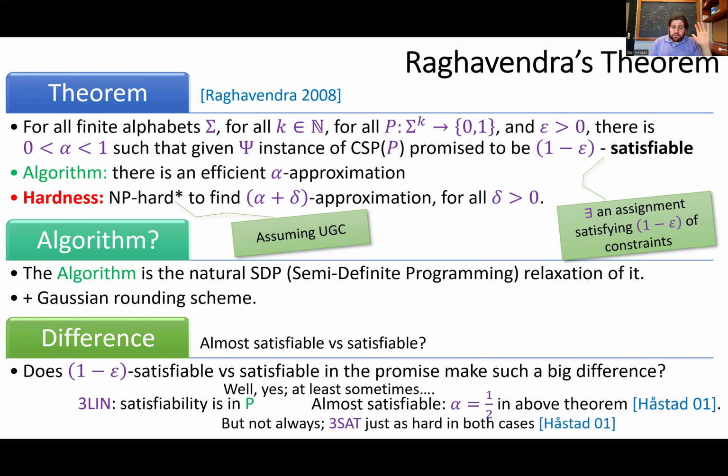But this is also not always the case. So for PSAT, it's the same both in satisfiable and almost satisfiable. So it's not like there's going to be a huge difference for every single problem. So something has to happen for that.